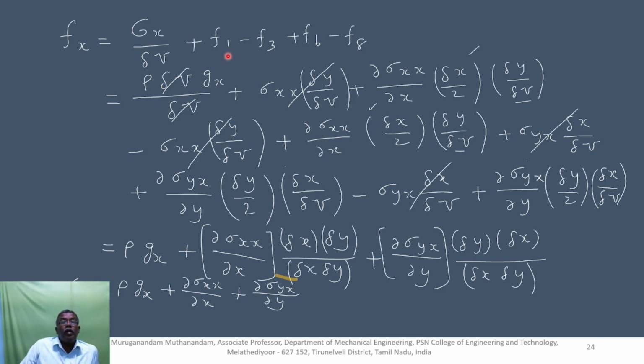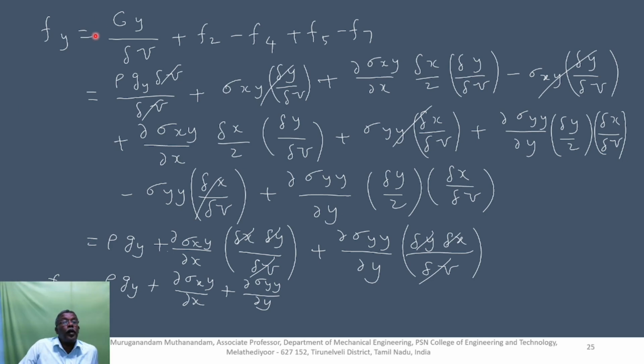Already we have seen F1, F3, F6, F8 in terms of the stress vector components, sigma xx, sigma xy. So we substitute these quantities here. Upon simplification, we obtain the equation shown at the bottom. Fx is equal to rho gx plus partial sigma xx upon partial x plus partial sigma yx upon partial y.